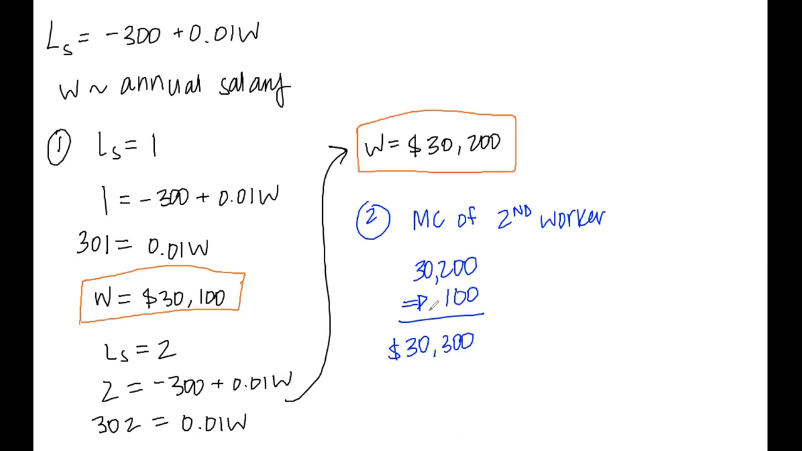Again, marginal cost is just the additional cost of adding a worker. The first cost that they're going to add is their salary, which is $30,200. And then if they need to have all the workers at the same level of salary, they're going to need to bump worker one up from 30,100 to 30,200, which is a difference of $100. So we also have to tack that $100 onto the salary paid to the second worker. That gives us a total marginal cost of $30,300.